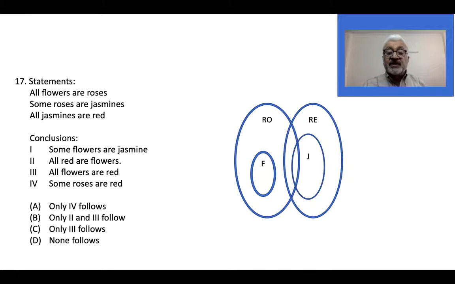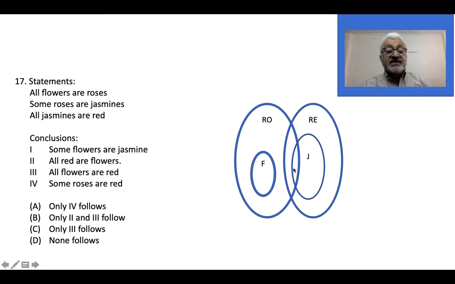So there is a relation between flowers and jasmine. Are you sure flowers are overlapping with jasmine? The answer is no. But can they? The answer is yes, they can, but it is not certain. Hence, this will not be the answer. Then it says all red are flowers. Again, reds are also not overlapping with flowers, but can they? The answer is yes, they can.